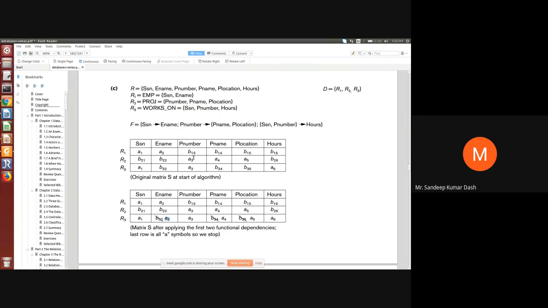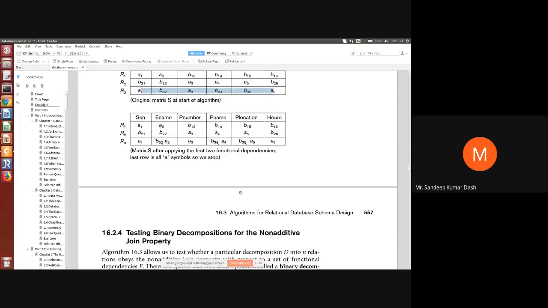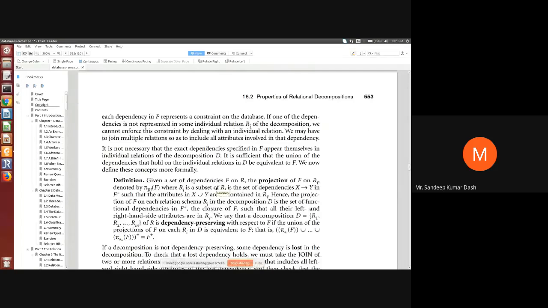Similarly in R2 nothing can be done because A3, A4, A5 are not at all present in the previous row. But in the last row, this got converted from the first row, this got converted from the second row. So all of them got converted into A. And your algorithm stops and you find that R1, R2, R3 are properly divided. That means the R is properly divided into R1, R2, R3. When you apply natural join on all these three, you will get your R back. Fine. So this was the non-additive join property. Now come to project join normal form.